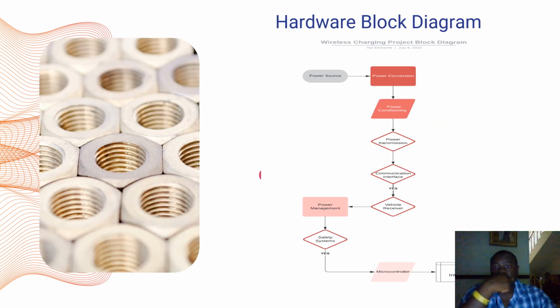So yes, this is the hardware block diagram. You have the power source, the power conversion, power conditioning, power transmission, communication interface, vehicle receiver. It could be a vehicle, it could be a phone. I should have just put receiver. I'm just working on a wireless charging device, I mean, a simple one. Then you have the power management system, and you have the microcontroller.